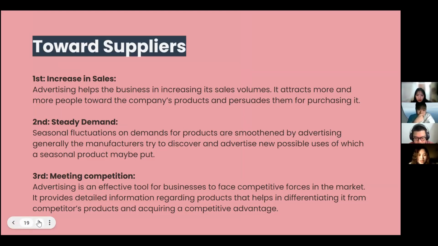And thirdly, advertisement helps in meeting competition. Advertising is an effective tool for business to face the competitive process in the market. It provides detailed information regarding products that helps in differentiating them from competitors' products and acquiring a competitive advantage.